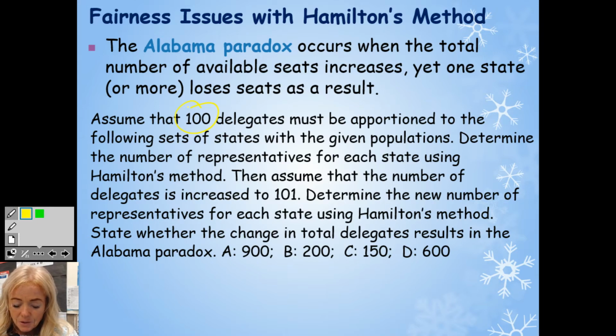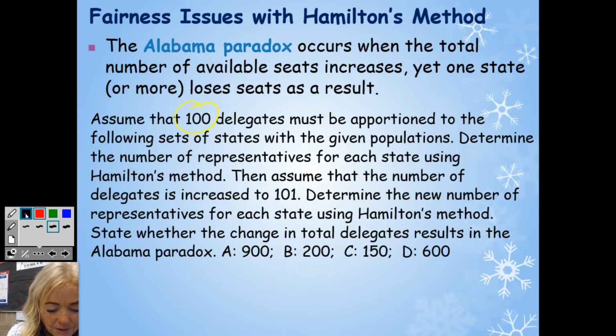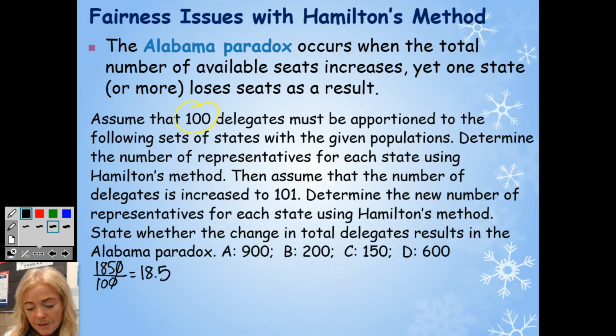And the standard divisor is the total population divided by the number of delegates. So our total population is going to be 900 plus 200 plus 150 plus 600. So our total population is 1850. So we have 1,850 total in the population, and then we divide that by 100, and that gives us a standard divisor of 18.5.